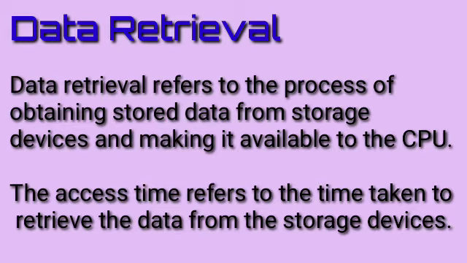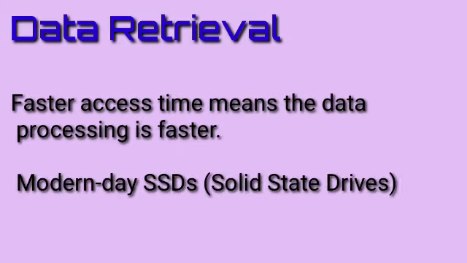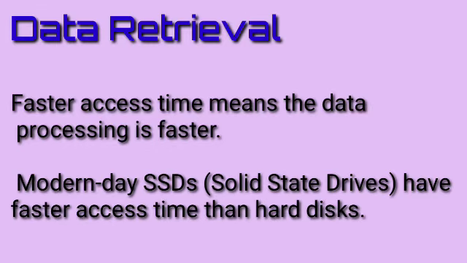In data retrieval, the access time actually depends upon the storage devices. The faster the storage device, the lesser the access time. So if your storage device is faster, the access time of the file by the CPU will be lesser. The access time also refers to the retrieving of data from the storage devices. Faster access time means faster data processing.